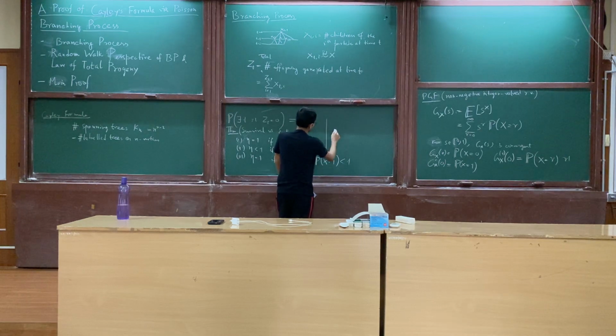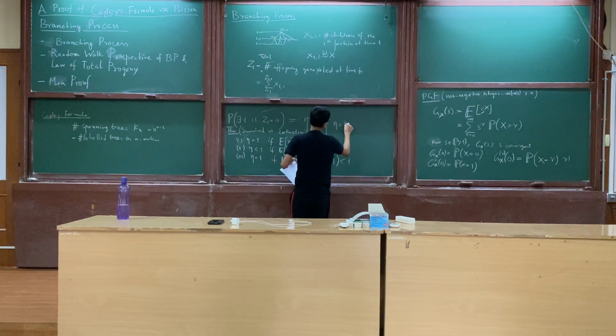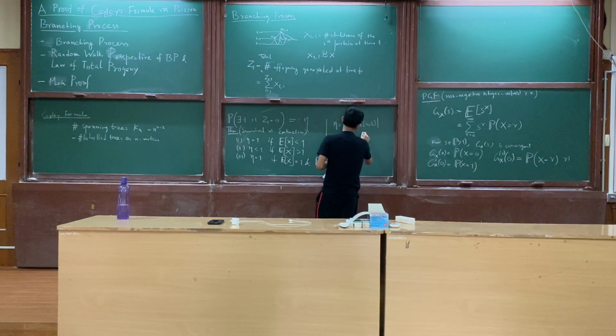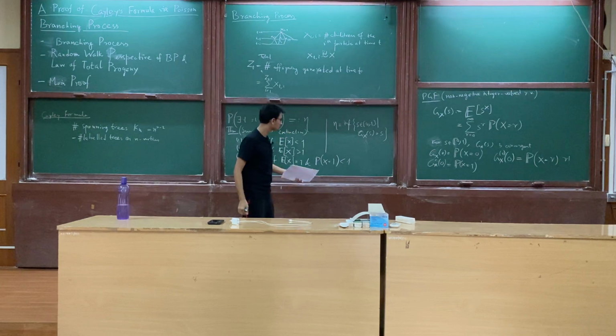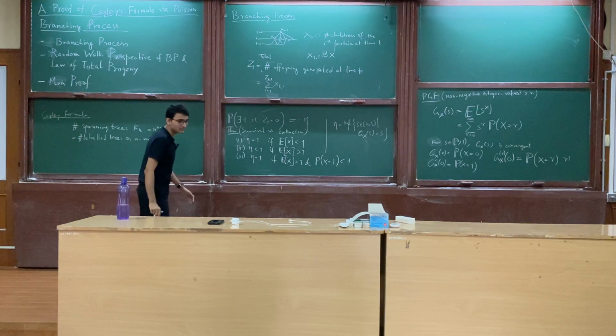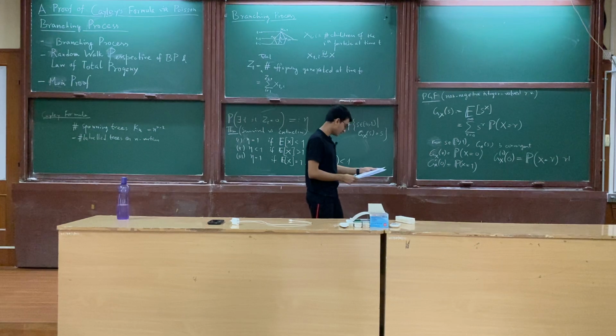So the alternate formulation is this: eta is the least solution in [0,1] of G_X of s equal to s, where X is the offspring distribution. So this is quite an interesting result, but we don't need this. I am just stating this for the test. Okay.